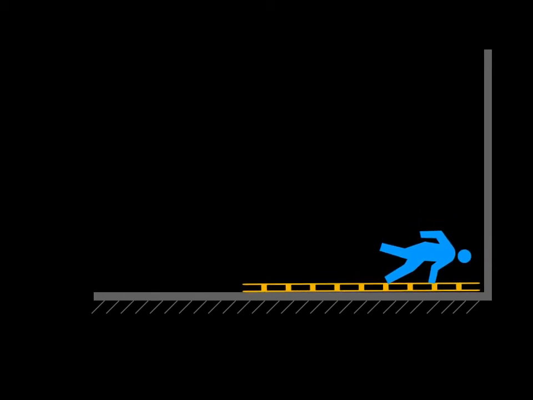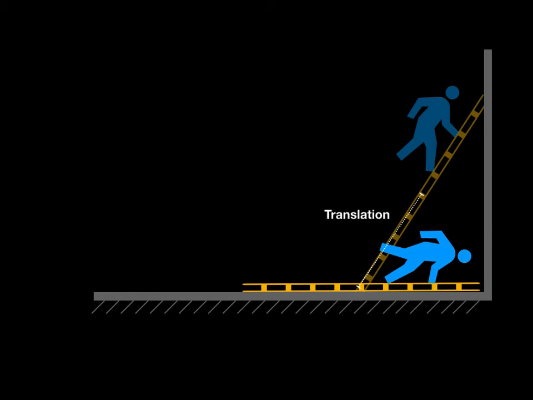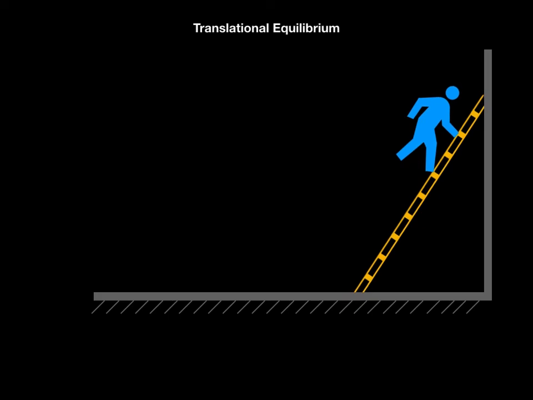Let's compare the system now with the system before the fall. There has been a translation, which we see by following the center of mass of the ladder, and there has also been a rotation. If the ladder is to maintain equilibrium, the two conditions need to be met. Translational equilibrium requires that the forces be balanced.